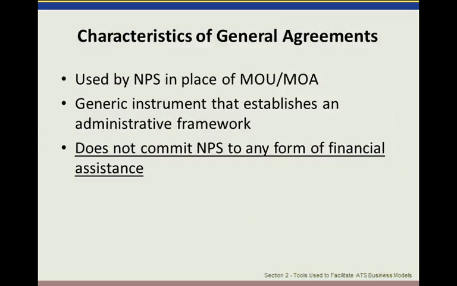Now, a general agreement is something very similar to an MOU, but it's used only by NPS. Again, it does not commit NPS to any form of financial assistance, similar to an MOU. It's used as a generic instrument that establishes an administrative framework. I think in the past, this use of a general agreement came about as a result of some MOUs that were developed when in reality they probably should have been something more along the lines of a service contract.